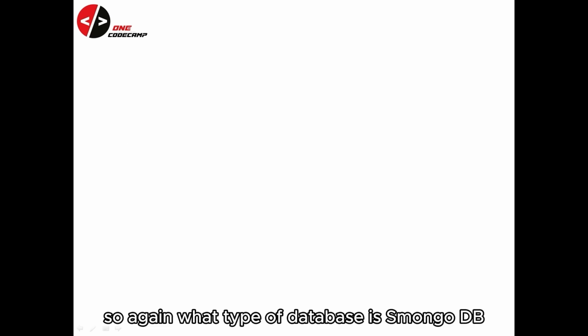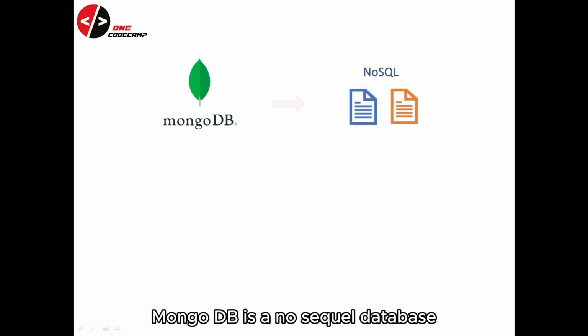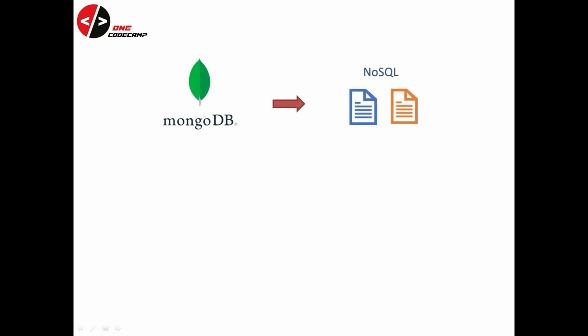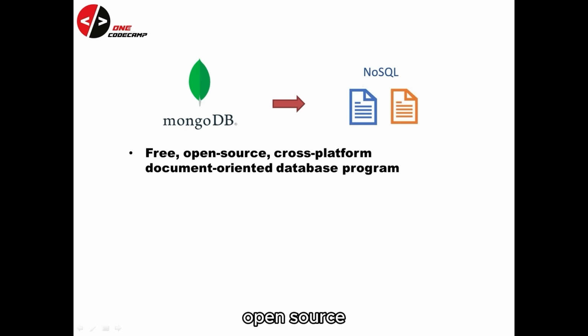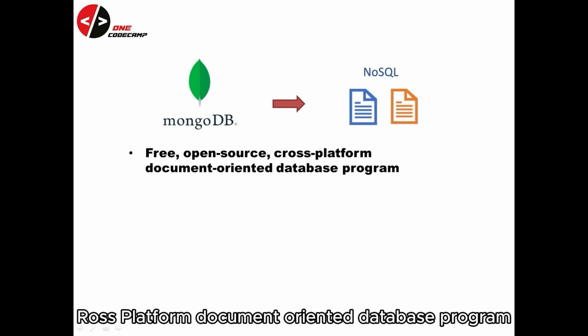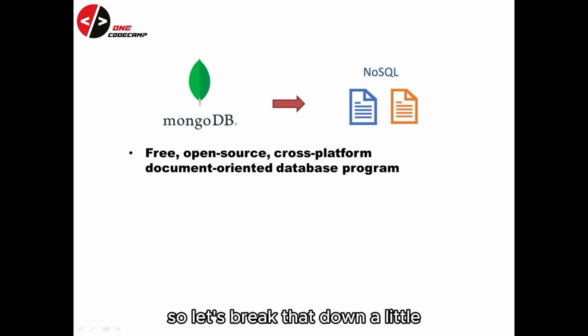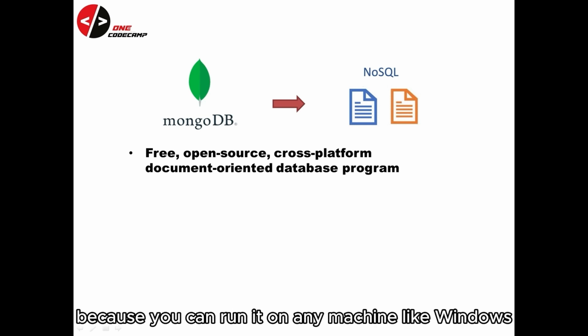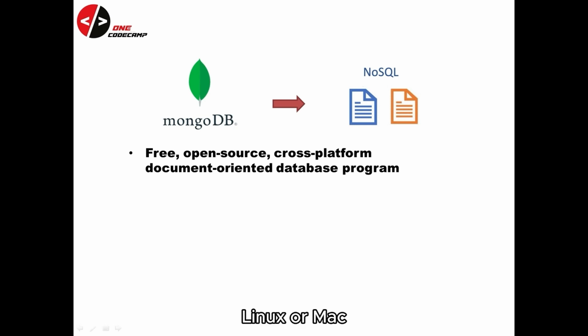So again, what type of database is MongoDB? MongoDB is a NoSQL database. MongoDB is a free, open-source, cross-platform, document-oriented database program. So let's break that down a little. Free and open source, meaning anybody can download it and use it without buying a license. It is cross-platform because you can run it on any machine like Windows, Linux, or Mac.